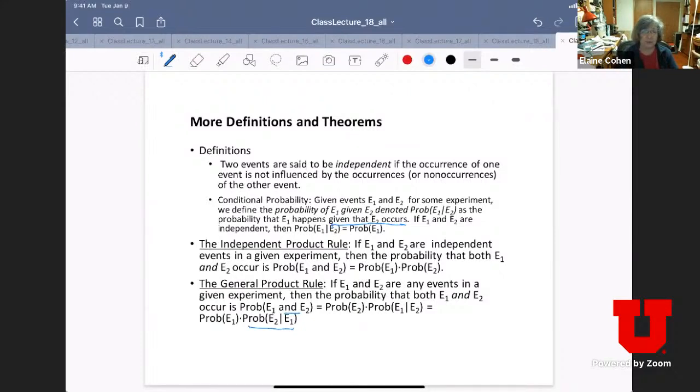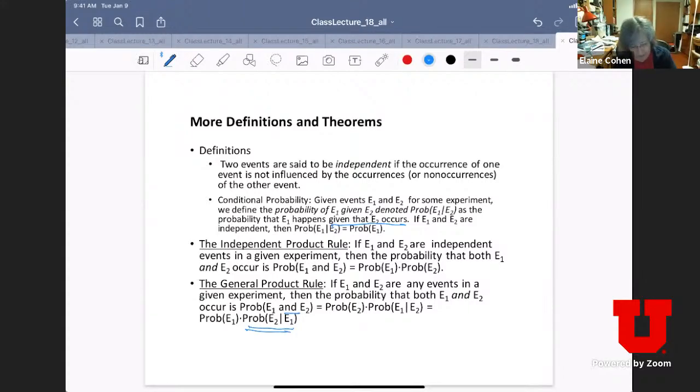Just think about the sum rule, okay? If the events are disjoint, then there is nothing in the intersection. So the and is empty. So you're subtracting off nothing. In this case, if they're independent, then the conditional probability is the same as the probability because it's not affected by whether the other one occurred. Okay.